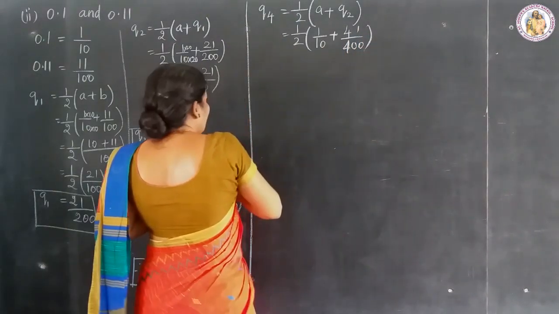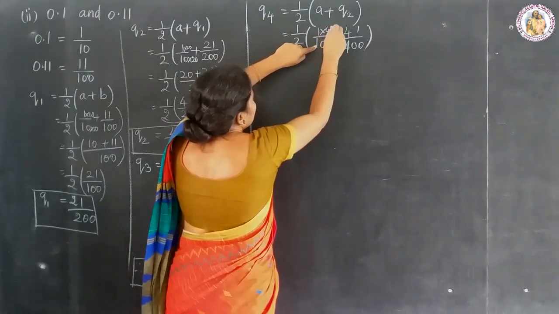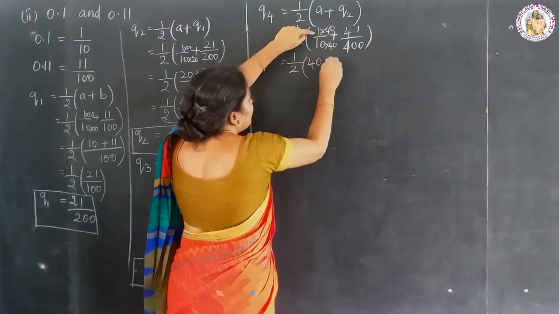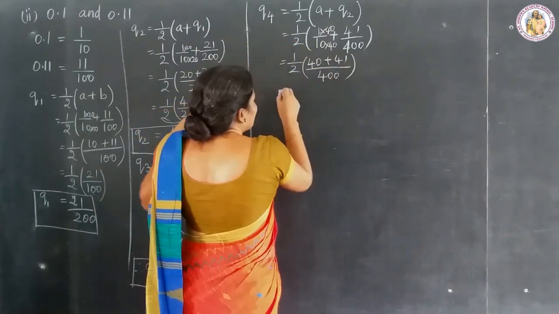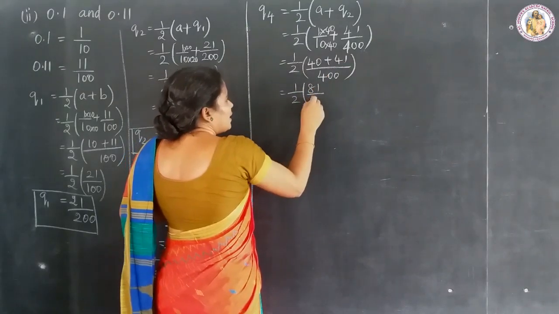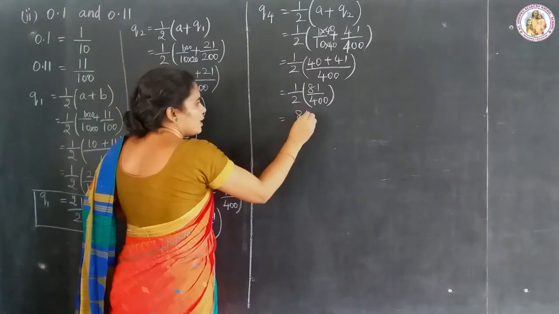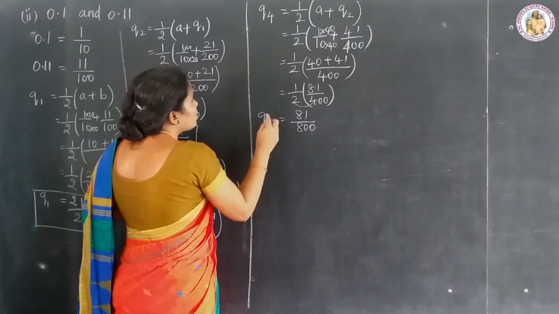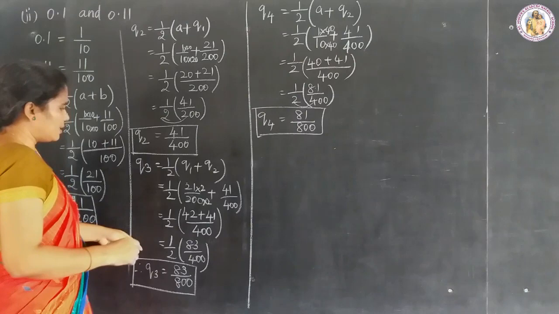So to make it even, multiply 10 into 40. So 1 by 2, 40 ones are 40, plus 41, divided by 400. So 1 by 2 into 40 plus 41, that is 81 by 400. So 1 into 81 is 81, 4 2s are 8, 00. So Q4 is equal to 81 by 800.